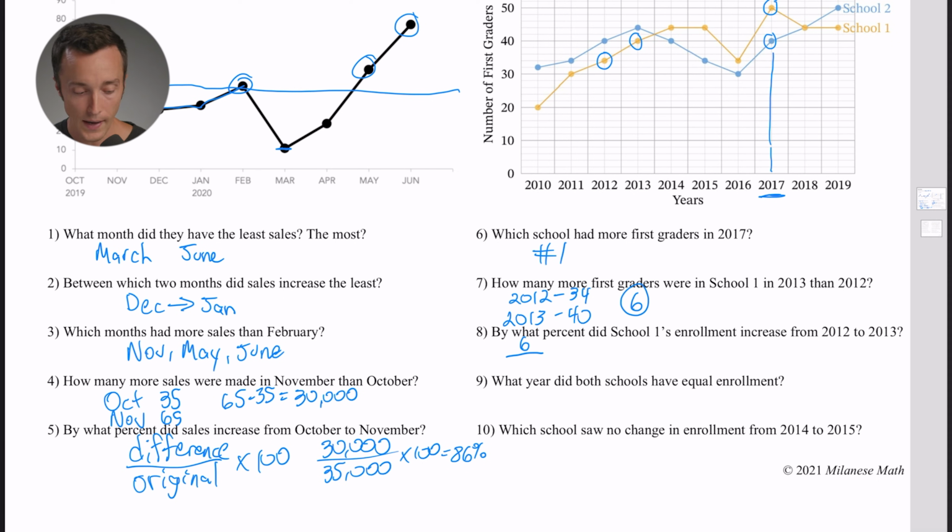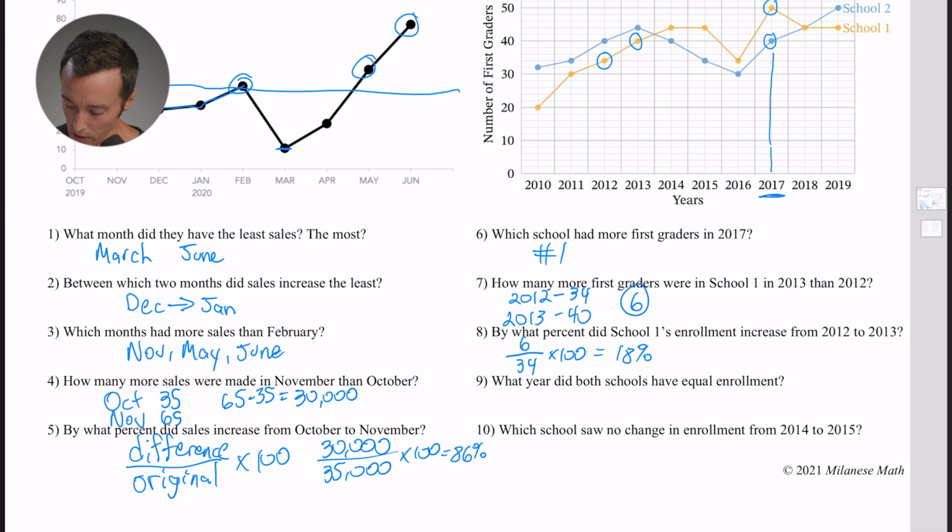Now, we have to divide that by the original, and there was originally in 2012, there were 34 students. So if we take 6 divided by 34 and multiply that by 100, we're going to get 18%. So there was an 18% increase in students at school 1 from 2012 to 2013. Number 9 is kind of an easy question if you know how to read the graph.